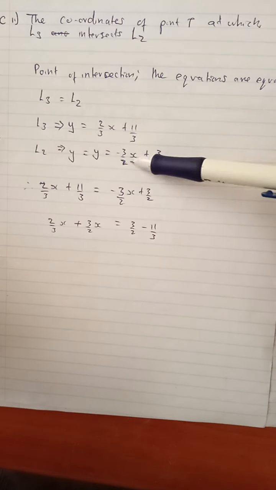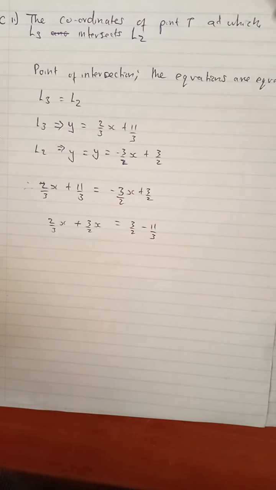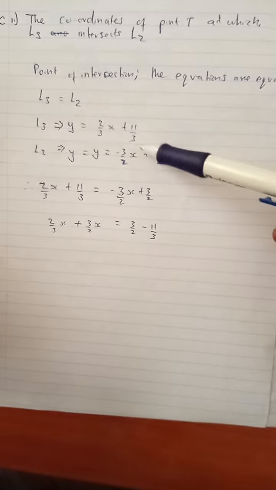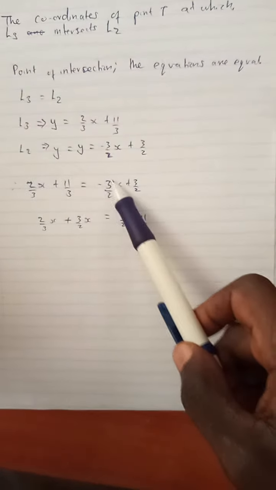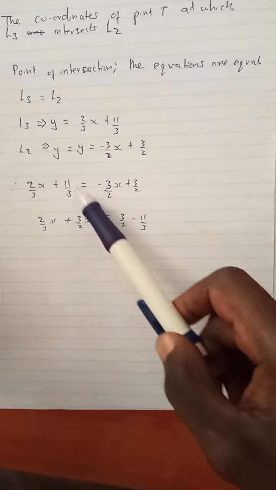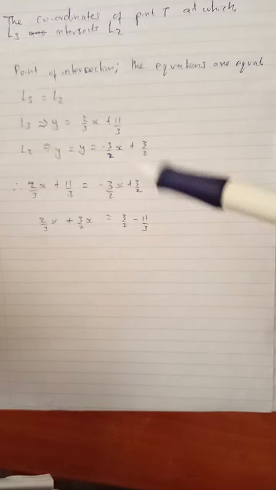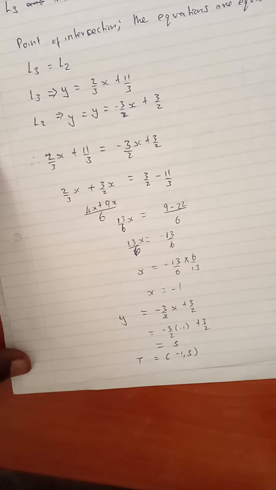So we are saying that this one is equals to this one, that L3 is equals to L2 where they are intersecting. So we take this y, which is equals to this other y. Collecting like terms, this one moves to the other side, which becomes positive, and this one moves to this side, which becomes negative. Making x the subject will give you the value of x. So the LCM is 6.